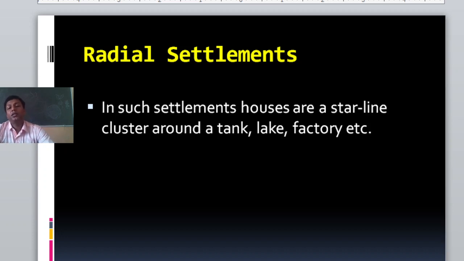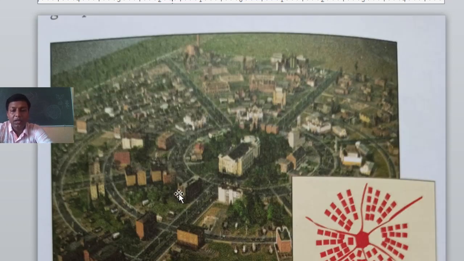Now the radial pattern. In a radial pattern, a star-like cluster forms around a tank, lake, or factory. If there is a lake or tank and all around it there are settlements or buildings, it is a radial pattern. Look at this star-like or radial pattern. This is the industrial area. Look at how the settlement looks. This is part of the radial pattern. In a topographical map you can easily see it.